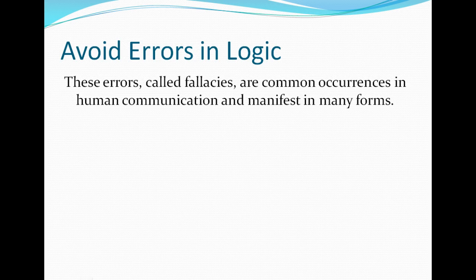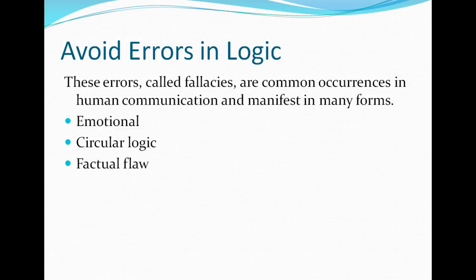You avoid errors called fallacies. They're common occurrences in human communication, and they manifest in many forms. There are lots of different types of them. They might be an emotional one, where you make an emotional argument instead of a logical argument. They might involve circular logic or other flaws in reasoning, wherein your argument and your support are pretty much the same thing. Or you could be factually flawed. You might be making an argument based upon a piece of information that is not accurate.